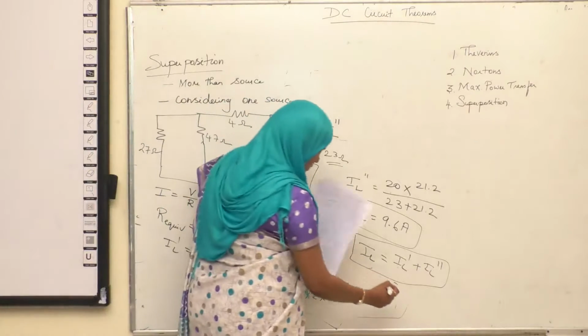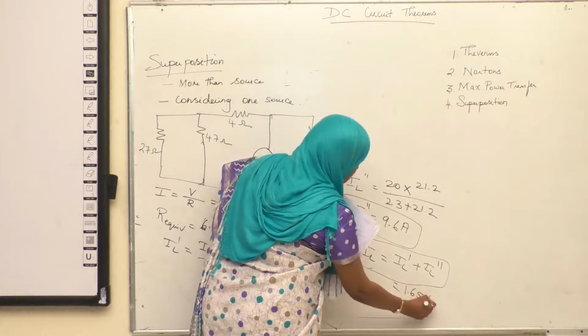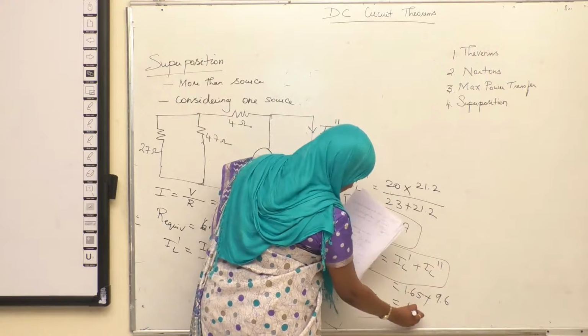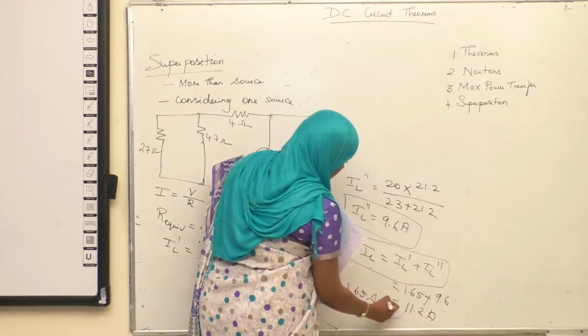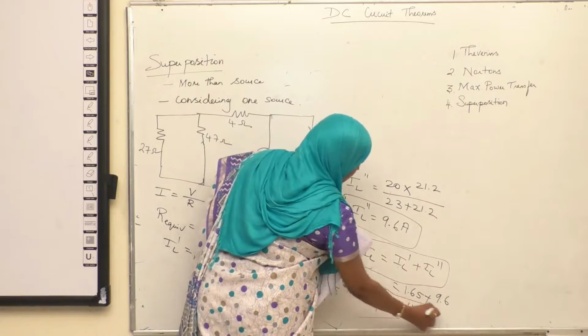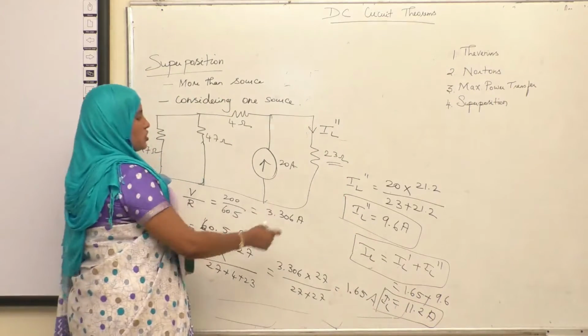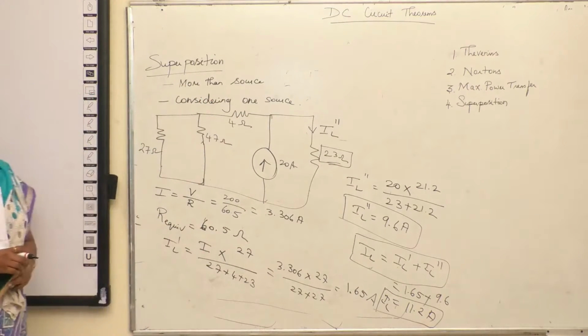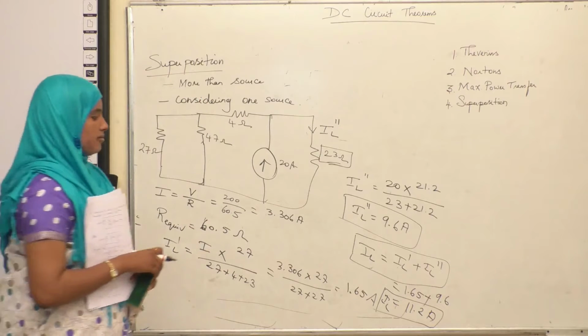So 1.65 plus 9.6, which gives you a total of 11.2 ampere. So this is your final current which is flowing through this particular resistance, 23 ohm. So with this, all the four theorems have been completed.